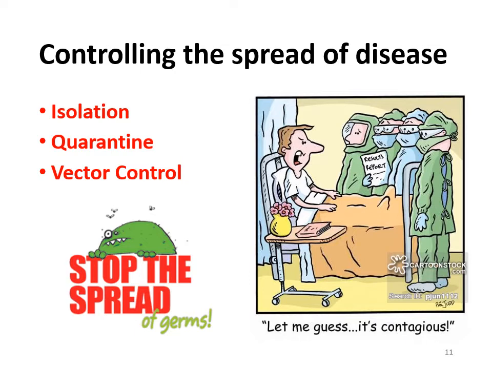So the example of vector control that'll help you remember what we mean by this is the use of screens or netting. So think of mosquito netting and screens, or even all of the mosquito spraying that you saw a few years ago to reduce the risk of things like West Nile or Zika.